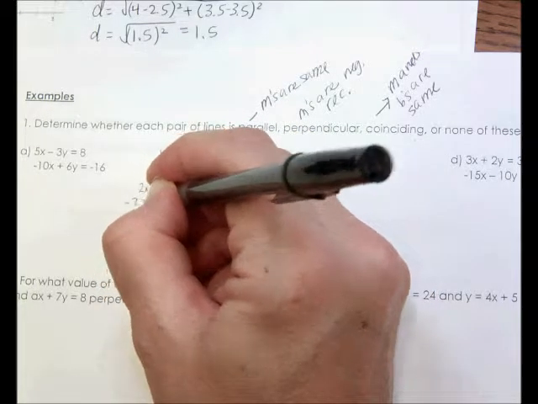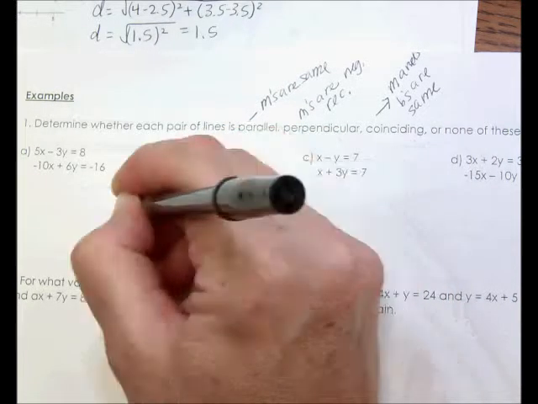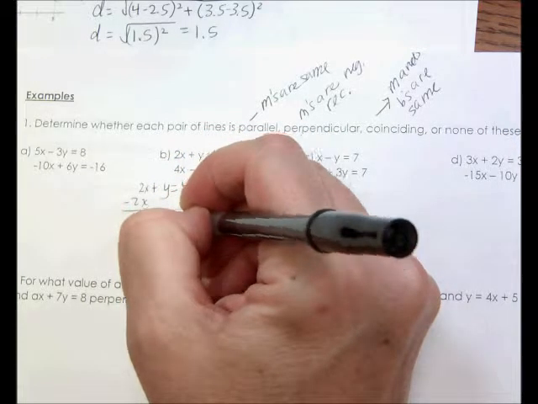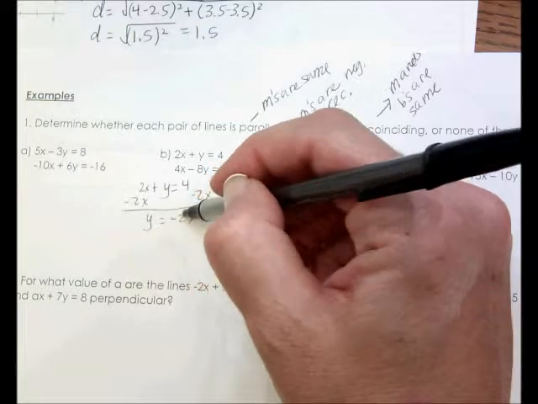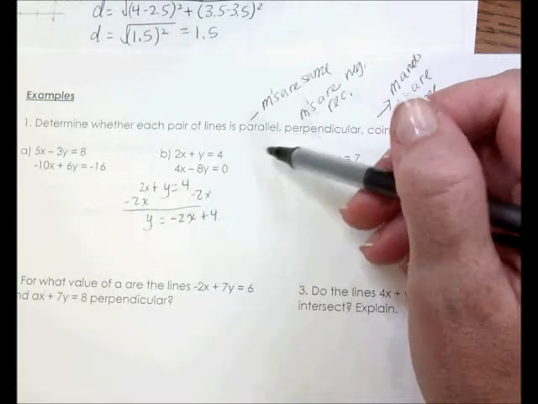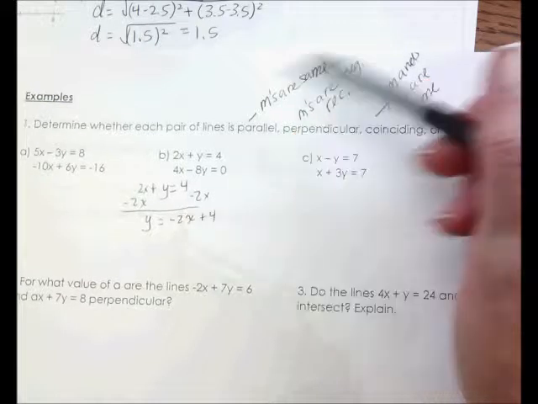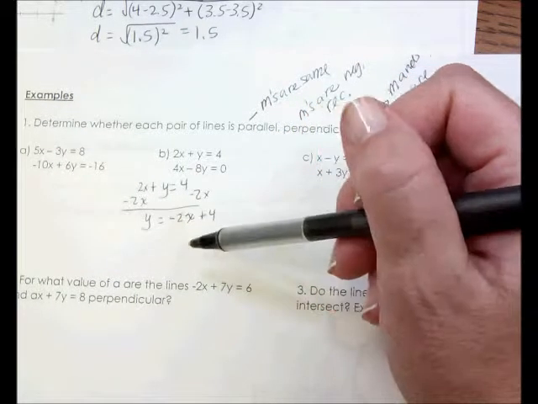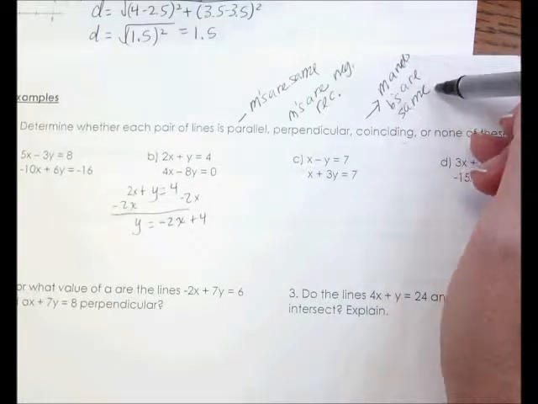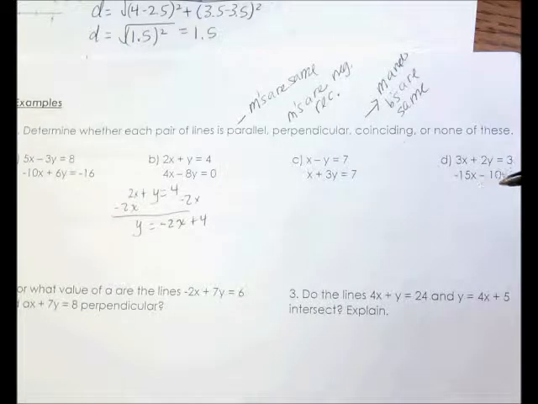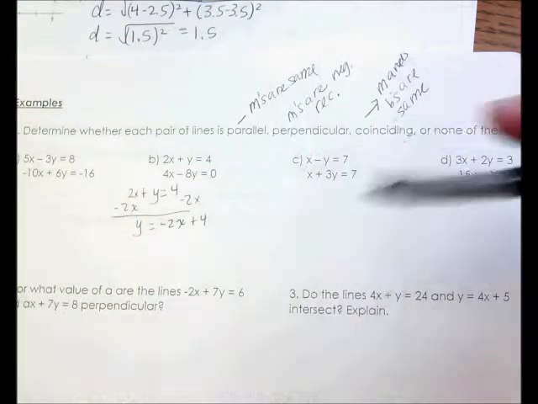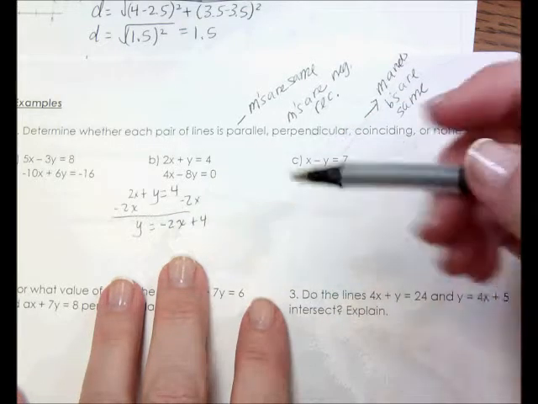And how I would do that is just to isolate my y on one side of the equation and get my slope, my x, and the y-intercept on the other side of the equation. So my first equation in slope-intercept form is y is equal to negative 2x. So what I'm looking for, if it's parallel, I'm going to have a slope of negative 2. If it's perpendicular, I'm going to have a slope of positive 1/2. And if it's the same exact line, it's going to have a slope of negative 1 and an intercept of 4.